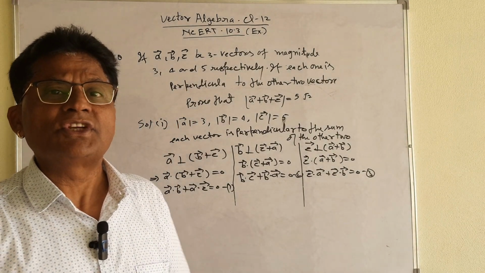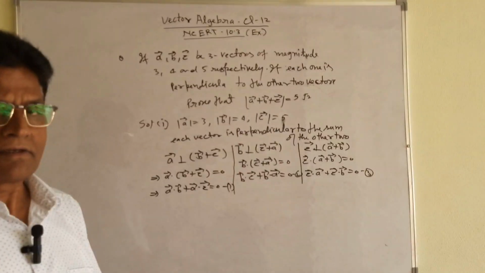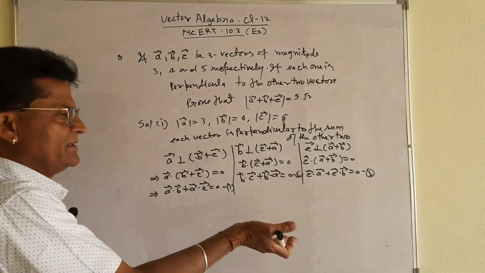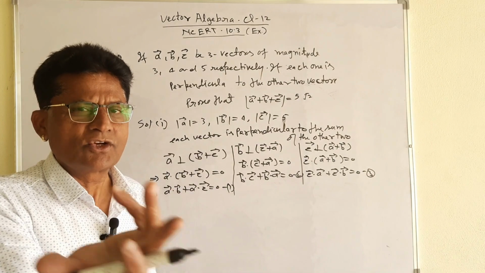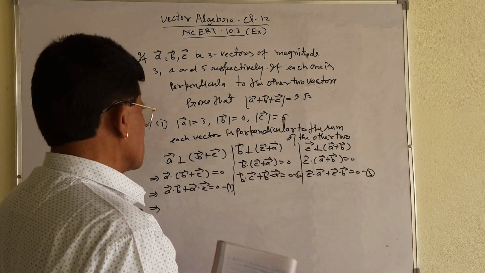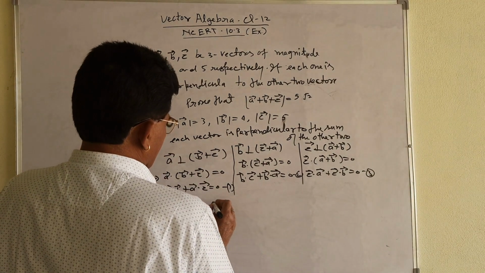Let me add these three equations 1, 2, 3. Okay? Left hand side you add in the left hand side, right hand side you add in the right hand side, and this right hand side will be 0. Okay, देखिए, but one thing you must keep in mind, dot product is completed.